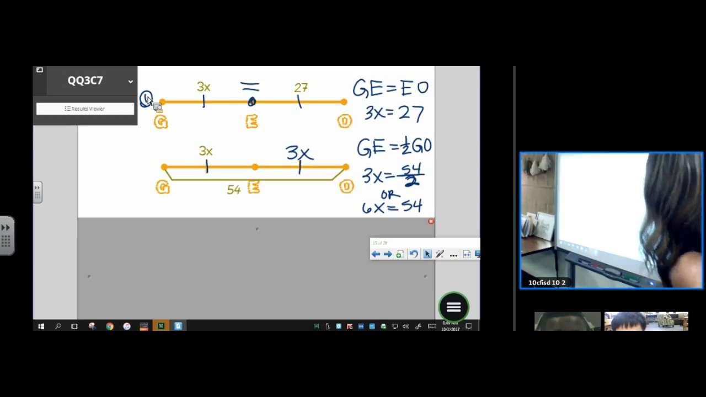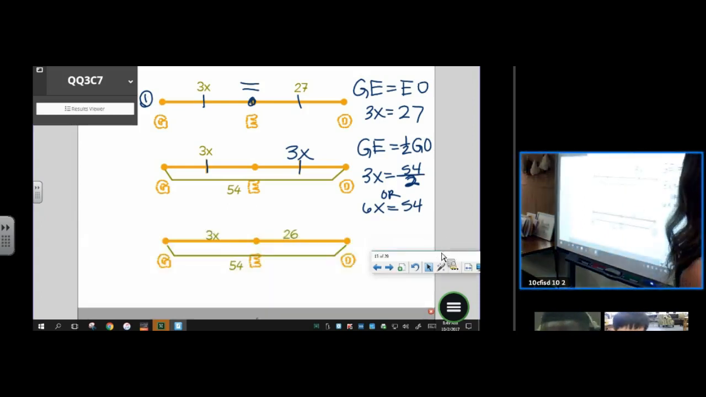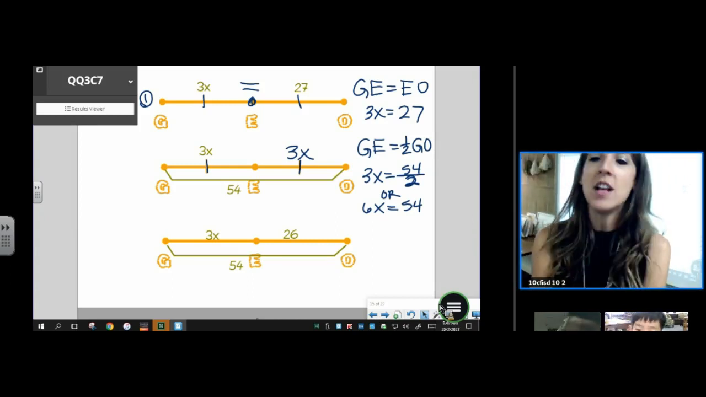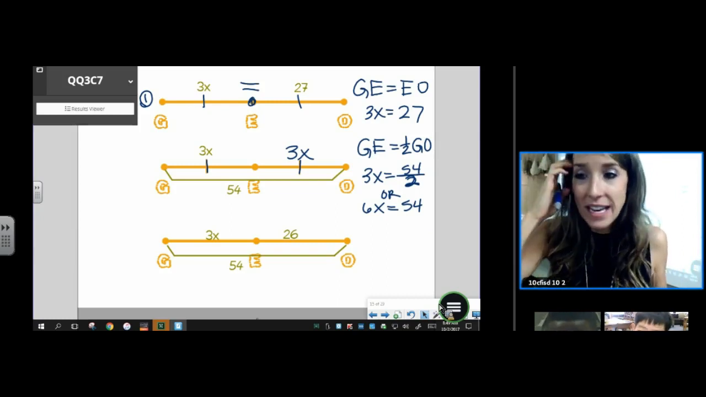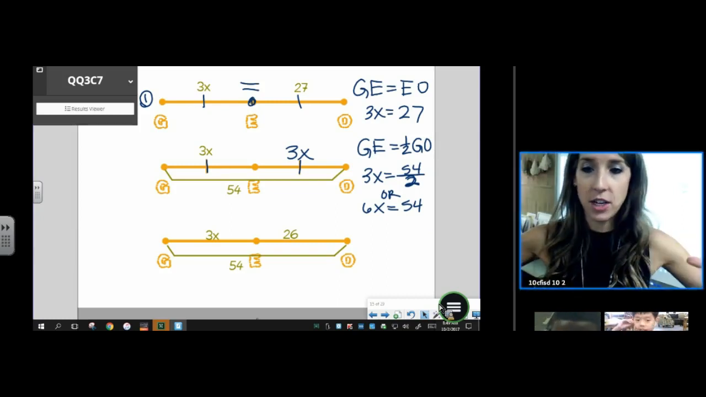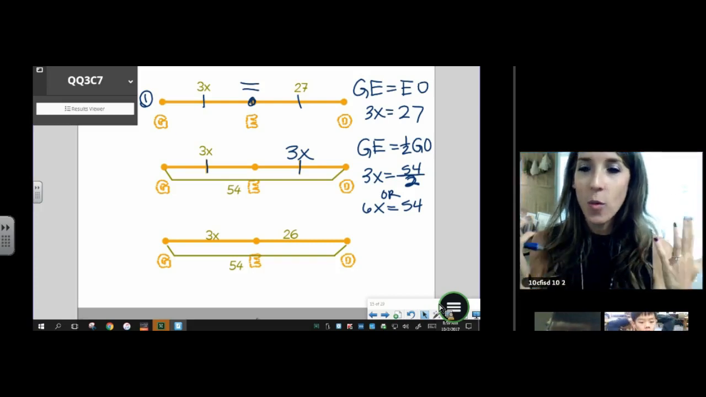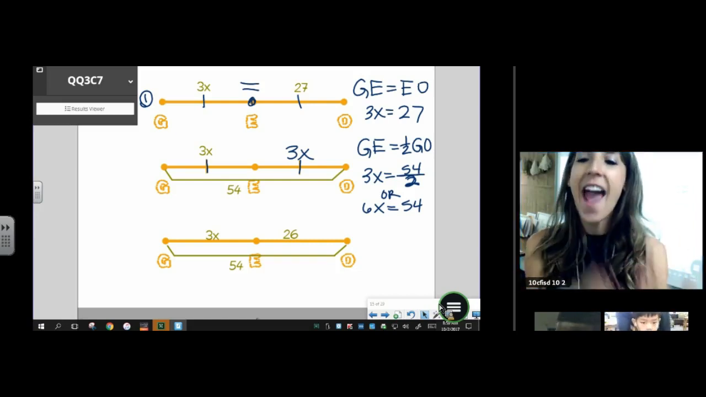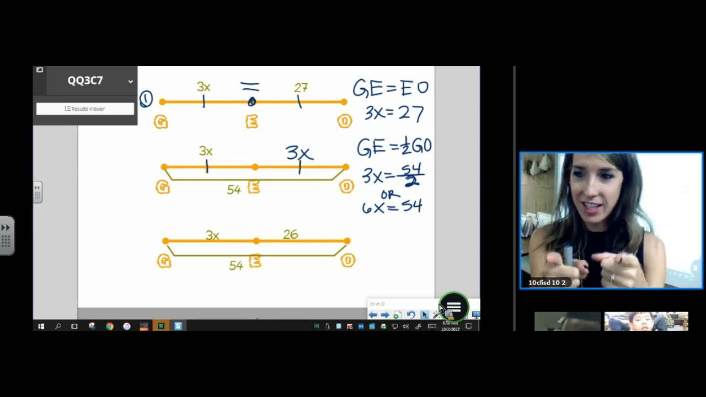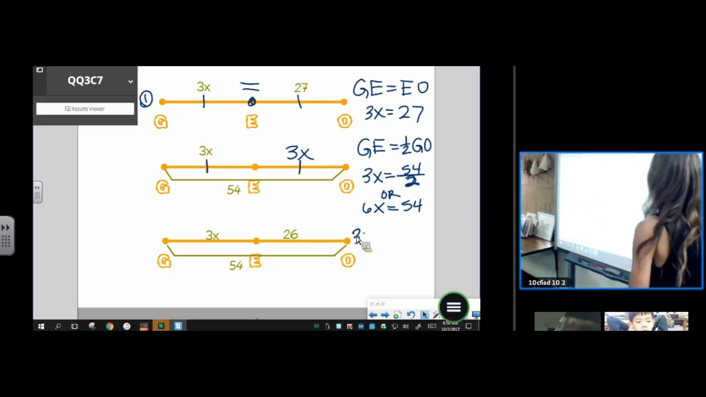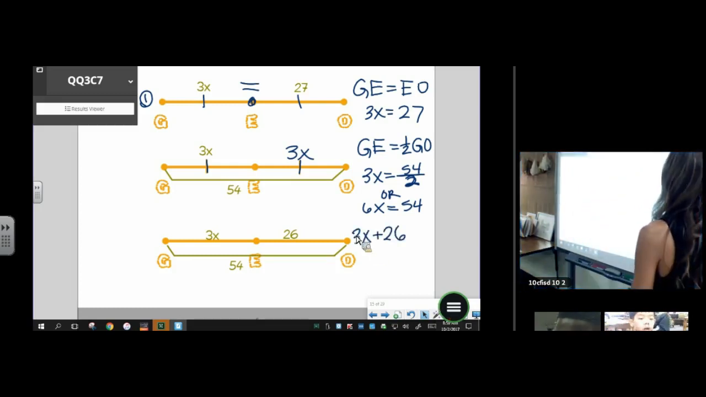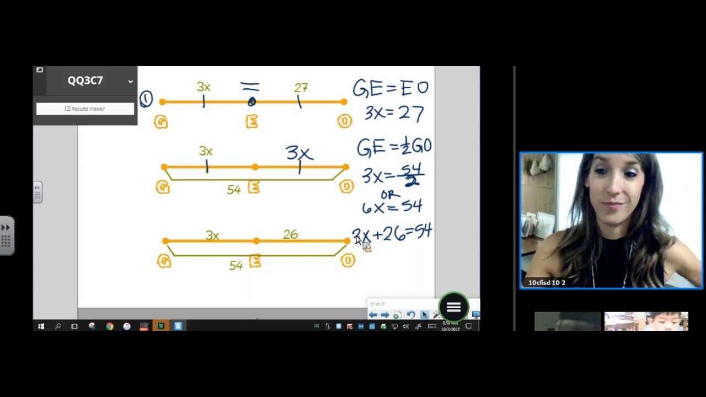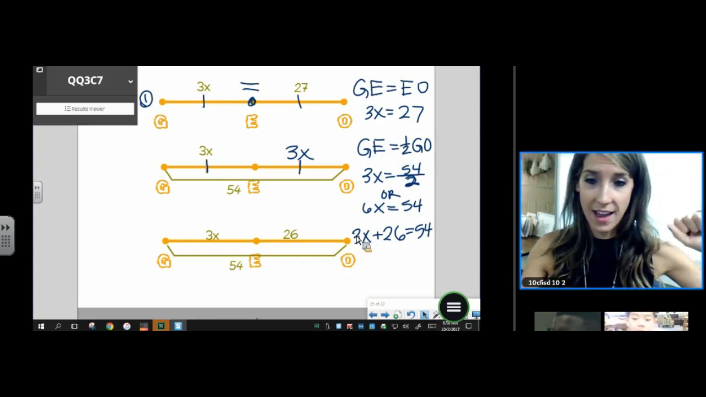Last thing that could happen to you would be this situation right here. E has not received a promotion. He hasn't been working hard enough. So E is just somewhere between GO. I don't see tick marks. There's no tick marks. So we can't say 3x equals 27. We can't say 6x equals 54. Now we use the segment addition postulate. Good. Very nice. Part plus part equals whole. GE plus EO equals GO. Okay, and then we solve. Remember, we weren't solving yet.